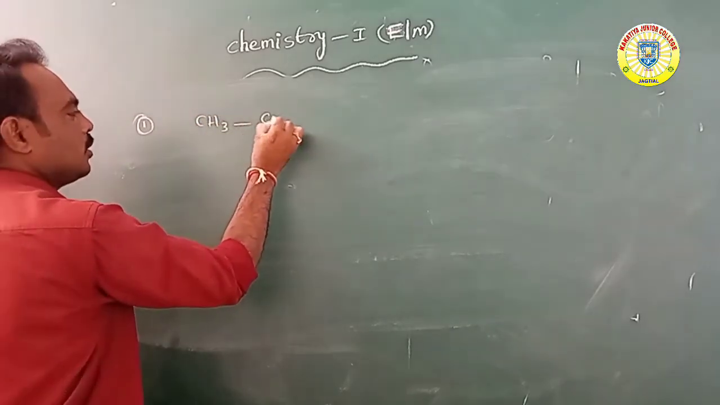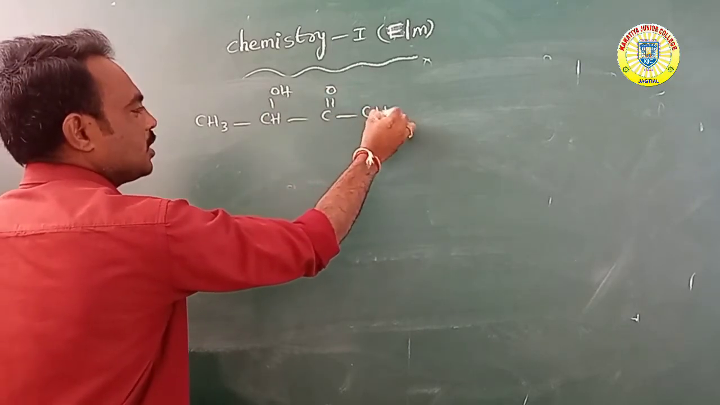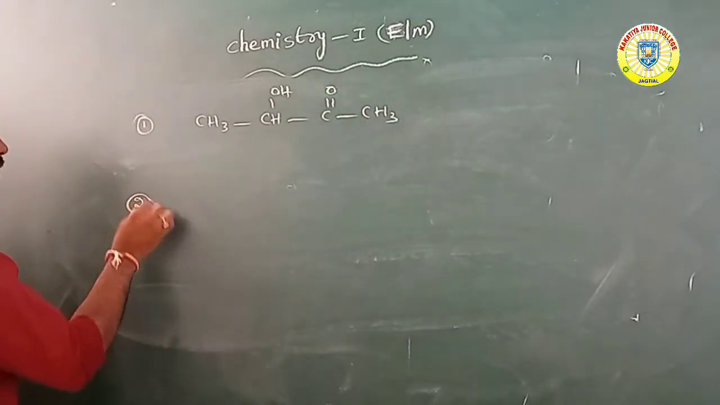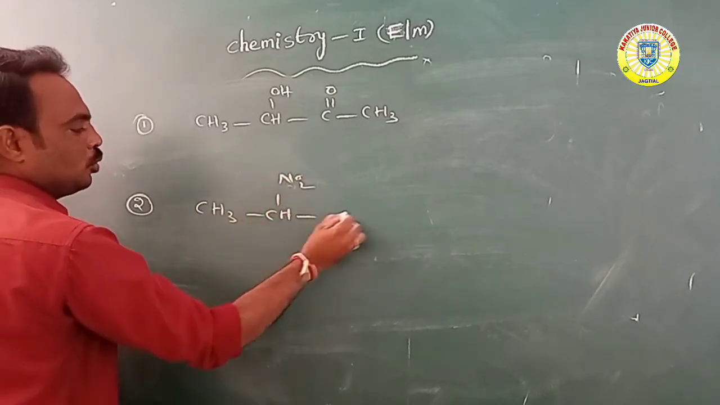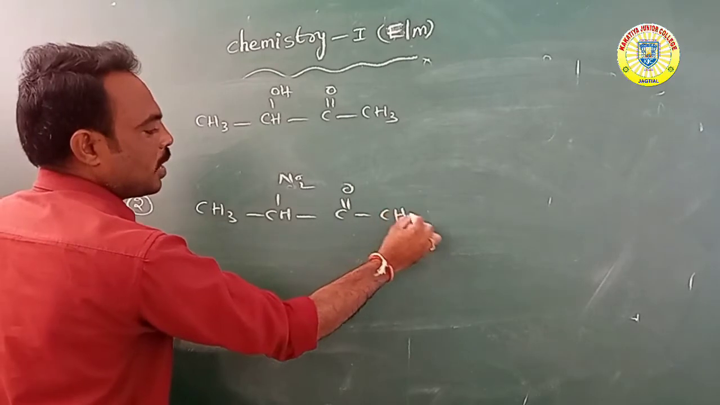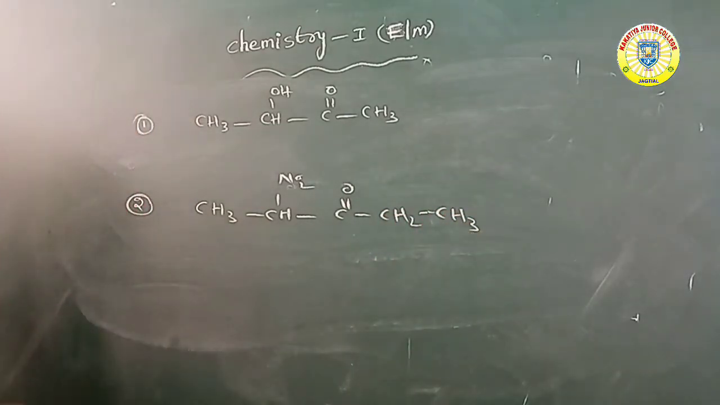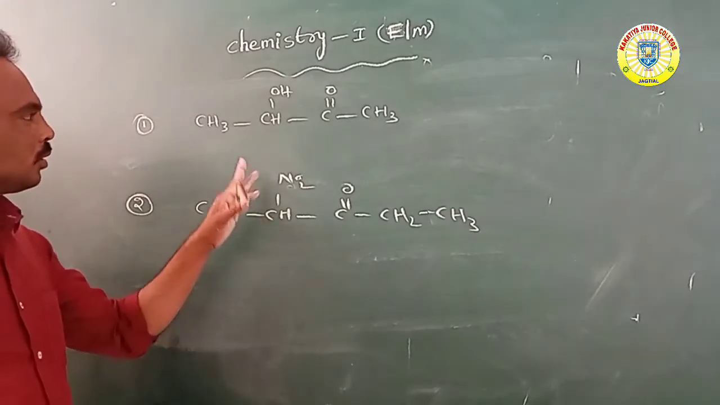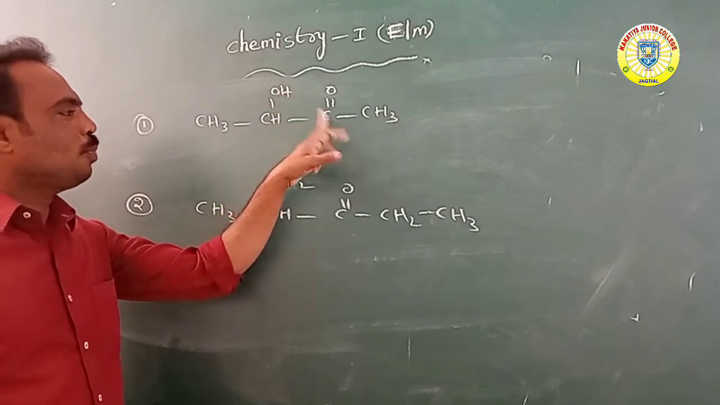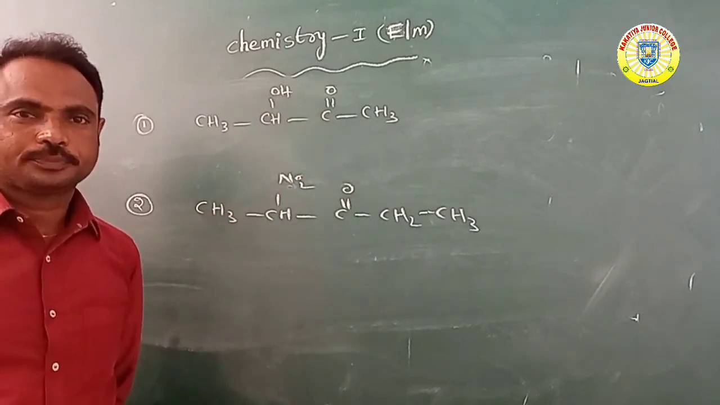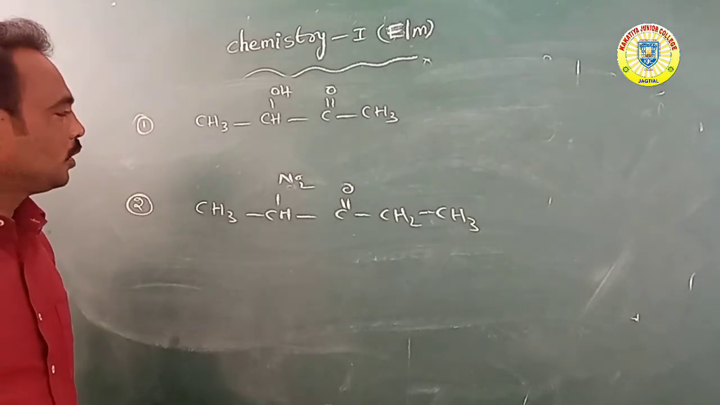CH3 bond, CH bond OH, C double bond O, bond CH3. And the second one: CH3 bond, CH bond NO2, C double bond O, bond CH2, bond CH3. So overall, the first compound contains an alcoholic functional group and a ketone functional group at the same time.